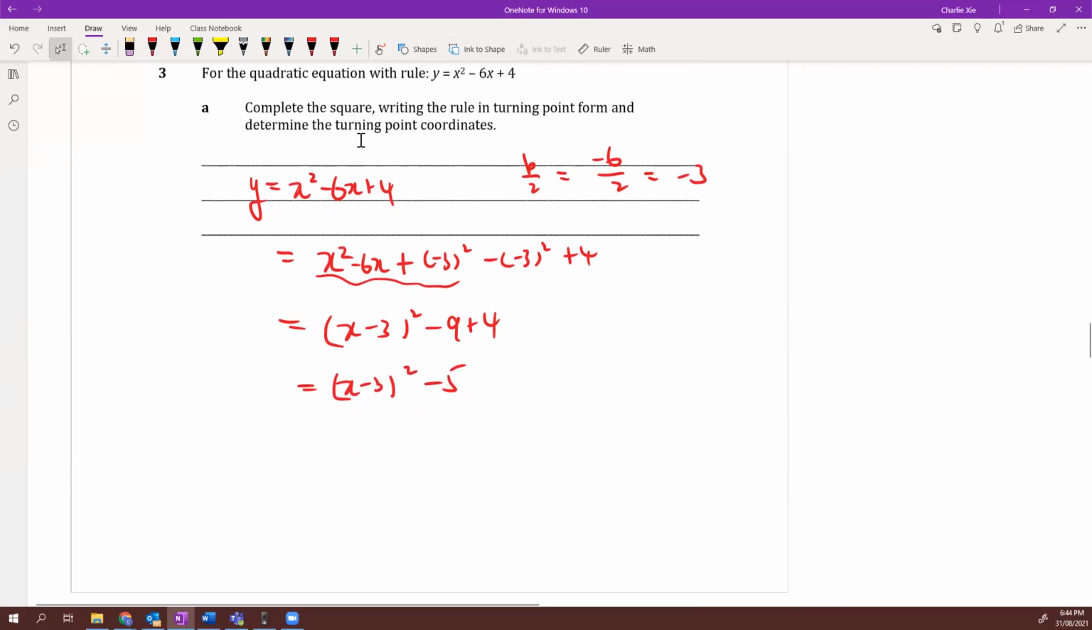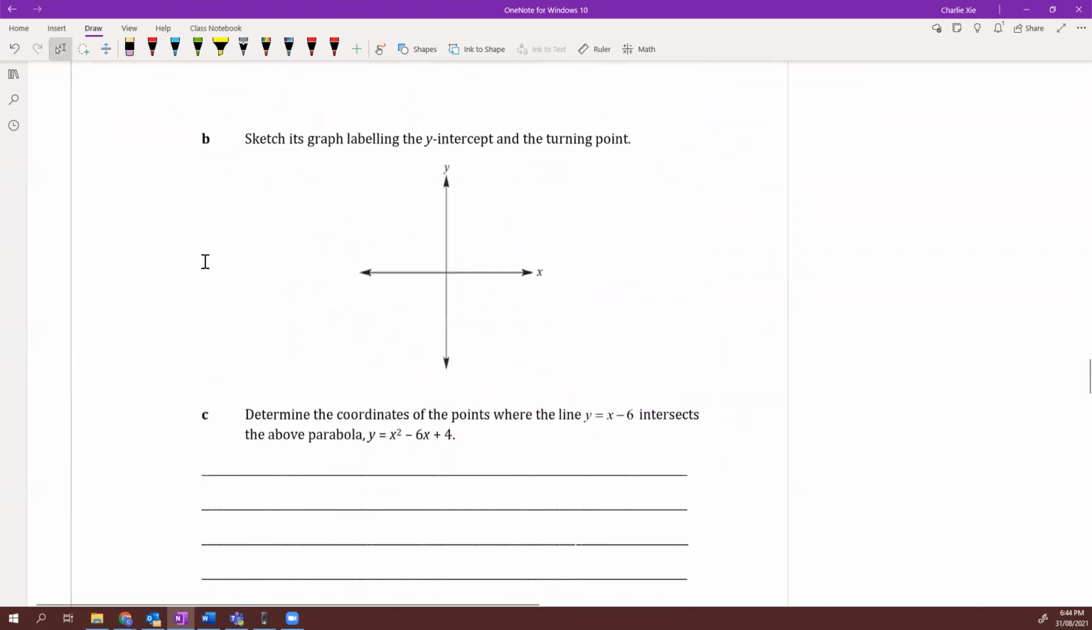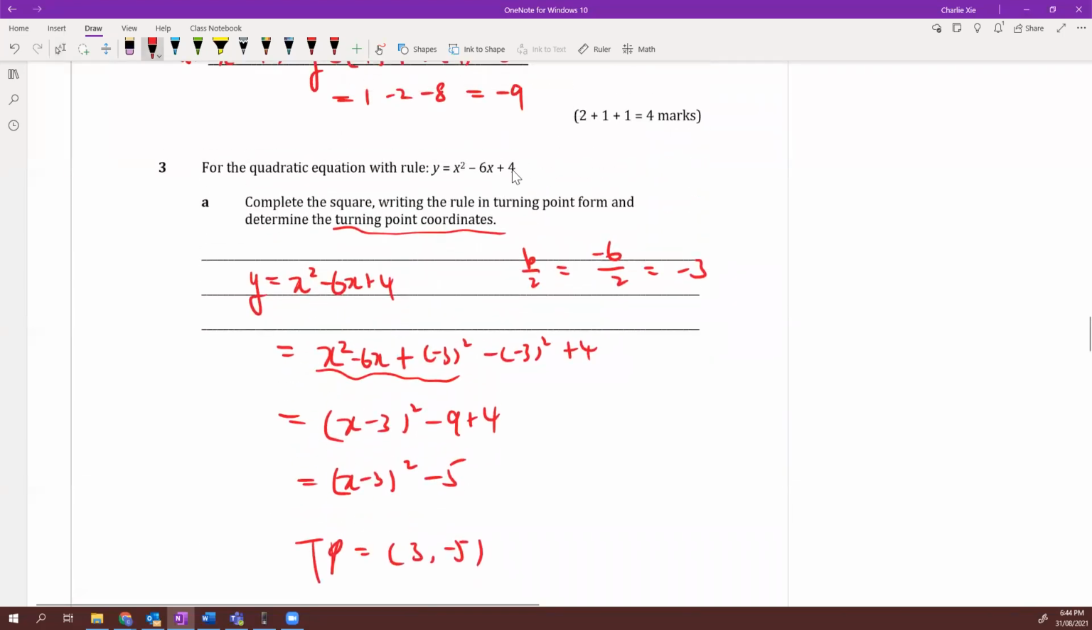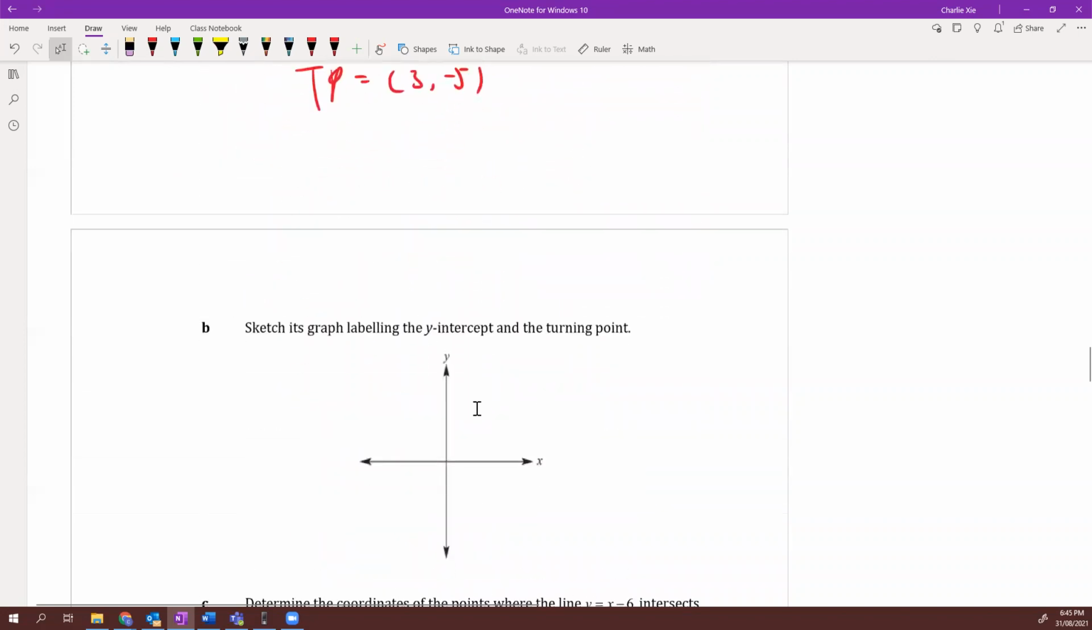That's the first part, just writing it in turning point form. Oh, also, don't forget, determine the turning point coordinates. So turning point is (h, k). h is 3, k is negative 5. Okay. Sketch the graph labeling the y-intercept and the turning point. The y-intercept is the last term, plus 4. And the turning point is (3, negative 5).